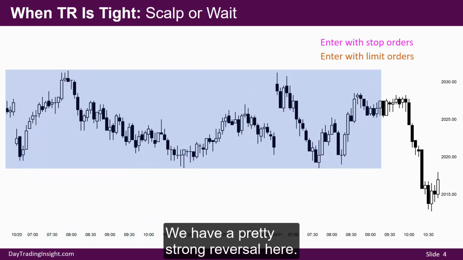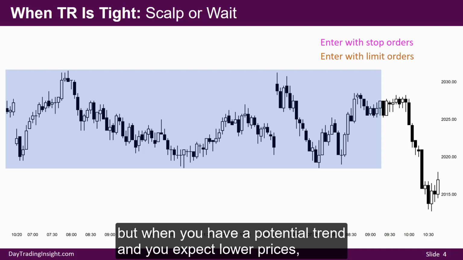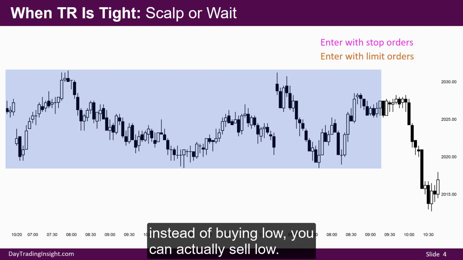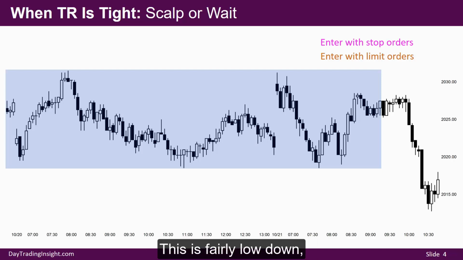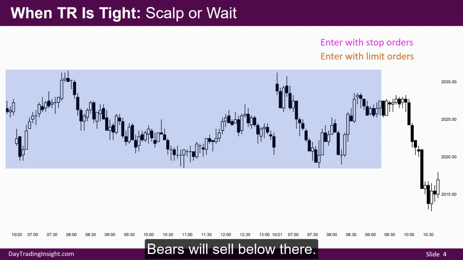We have a pretty strong reversal here. Remember, in a trading range in general, you want to buy low, sell high. But when you have a potential trend and you expect lower prices, instead of buying low, you can actually sell low. This is fairly low down, and we have a small double top bear flag with a decent bear bar. Bears will sell below there.